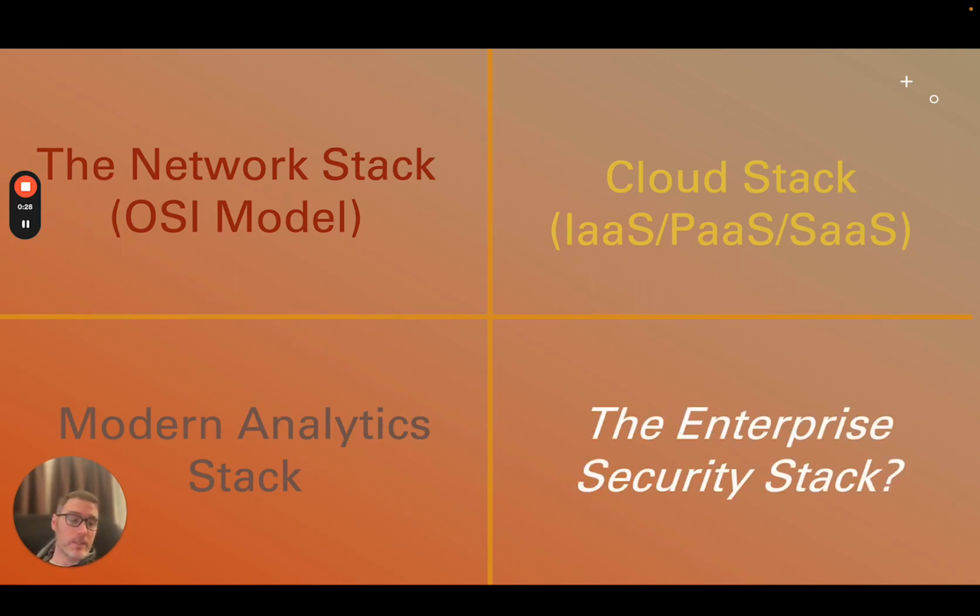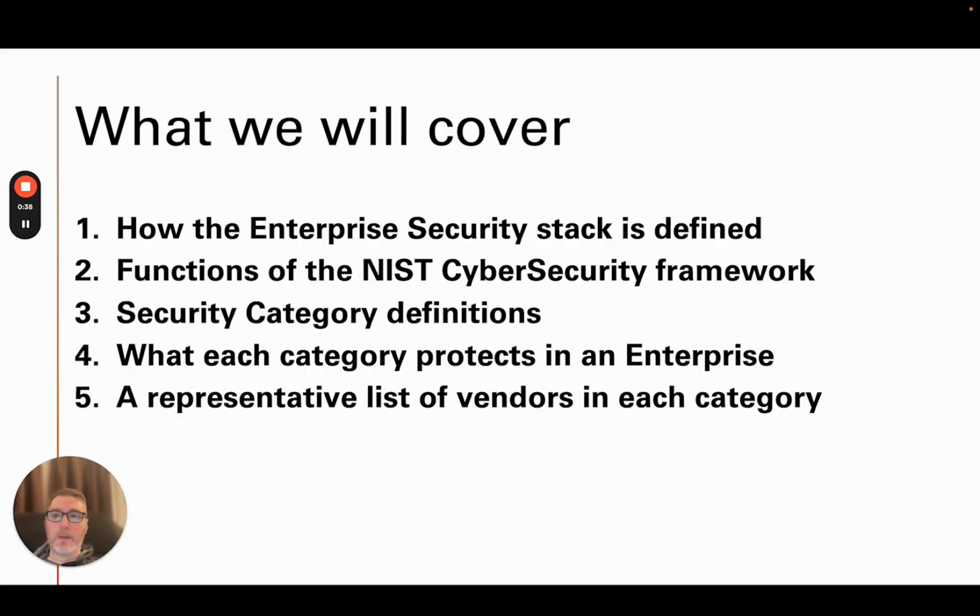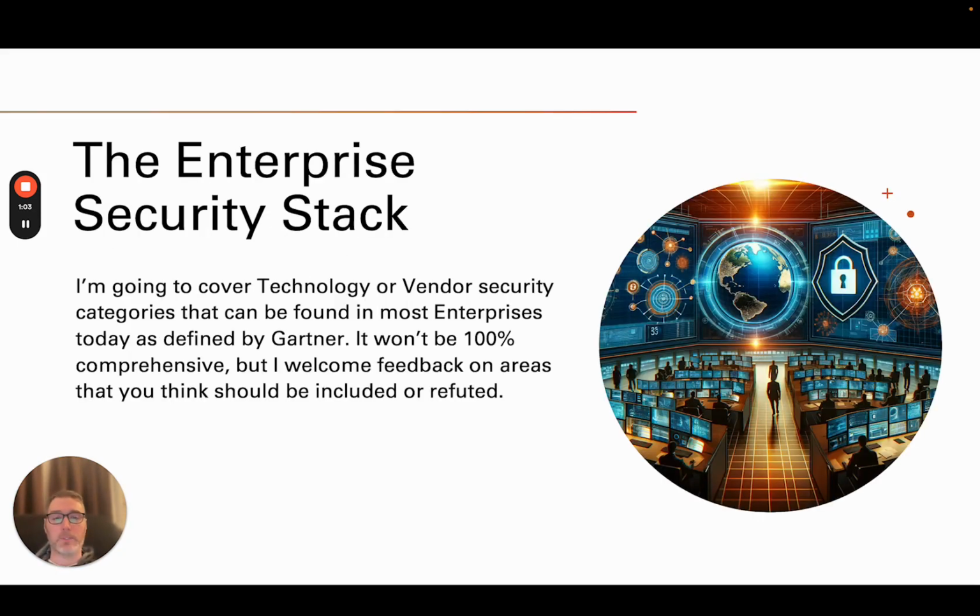But when it came to the enterprise security stack, I really couldn't find any sort of all-encompassing view of the main categories that an enterprise would use in their tool chest. So today we're going to talk about 5 things real quick. Number one, how the enterprise security stack is defined, or at least how it's defined by myself. Functions of the NIST cybersecurity framework, because I think it's a relevant framework when it comes to technology. Security category definitions, what each category actually protects in the enterprise to kind of make it real, and then a representative list of vendors in each category, because I think you'd be surprised how many companies you already know of.